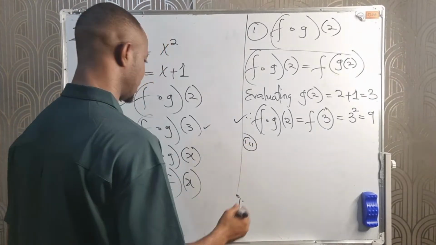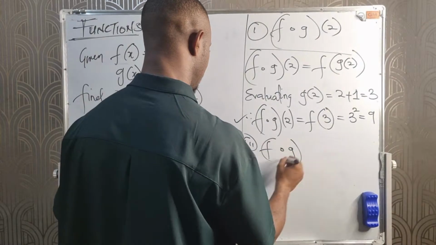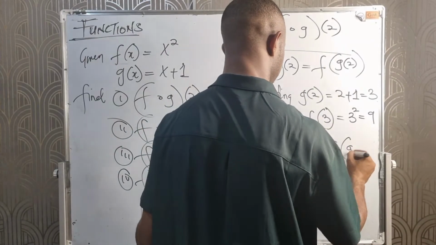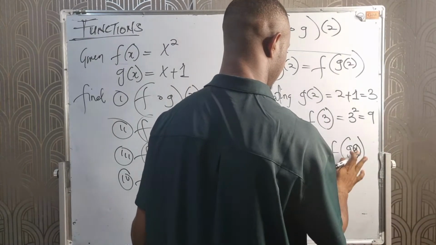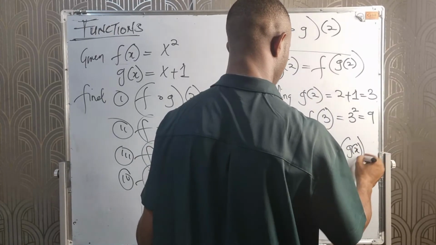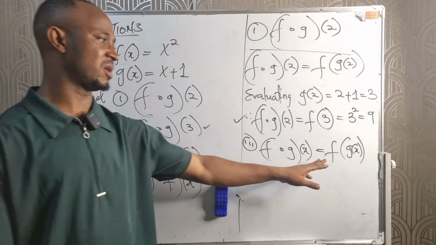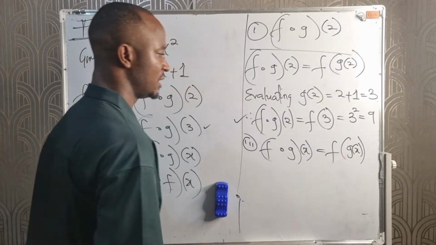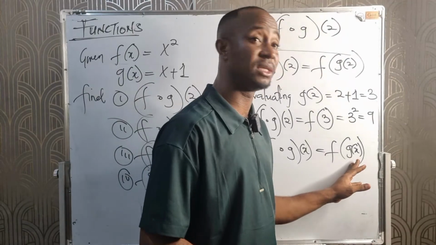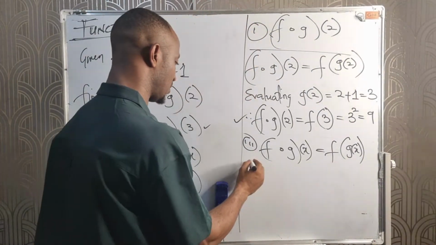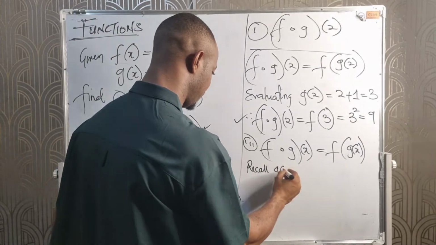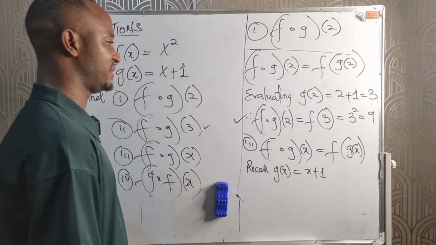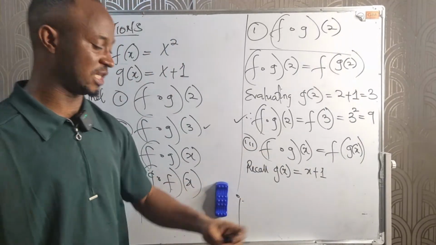Let's solve number 3. Number 3 says f of g of x. F of g of x can be expressed as f of g of x. Don't forget, f of g of x, right? For x is same as for f of g of x under composite mapping function. So what do we do here? There's no need of evaluating g of x, or we can just recall that g of x is already given as x plus 1, right? This g of x here is already given as x plus 1.